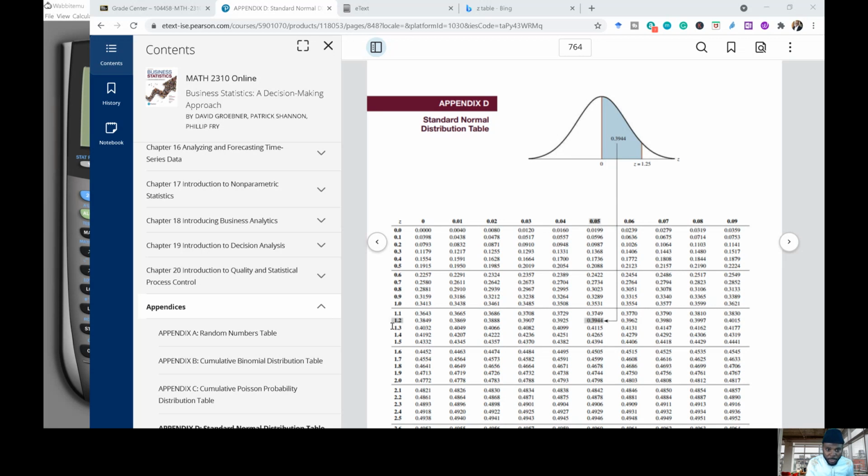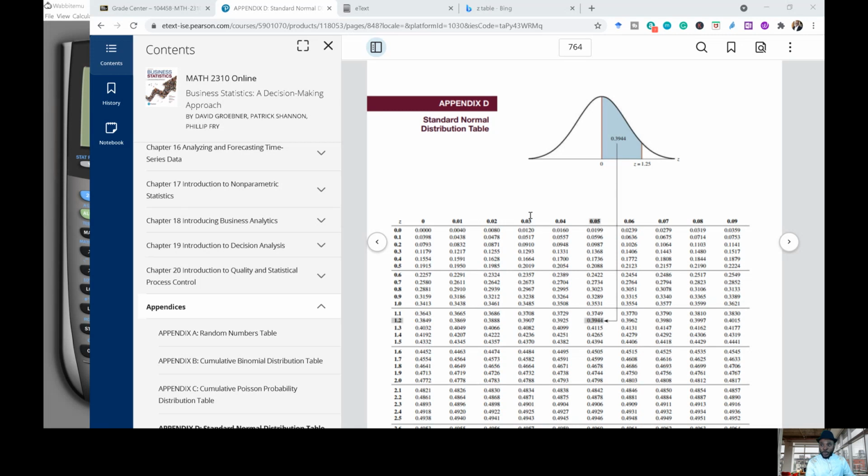For 1.25, the Z value is 1.2, then 5 to look at the column. So in the row, you look for 1.2 at the column 0.05. So that's 1.25, and we have 0.3944. So this gives us the cumulative probabilities, okay, from 0 to 1.25.